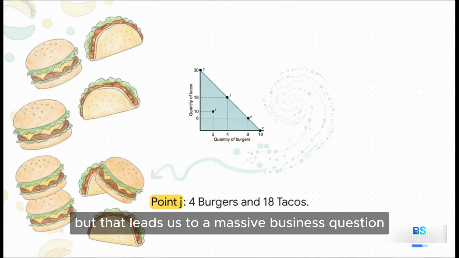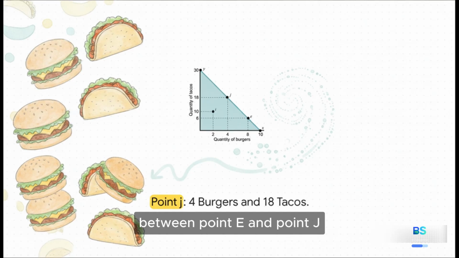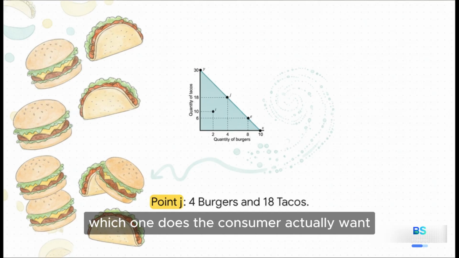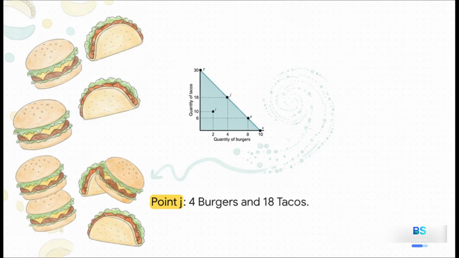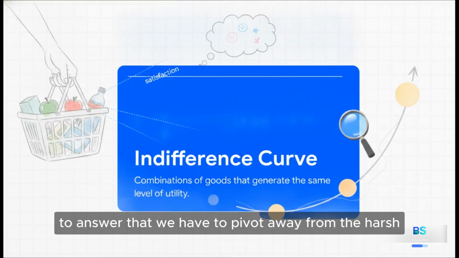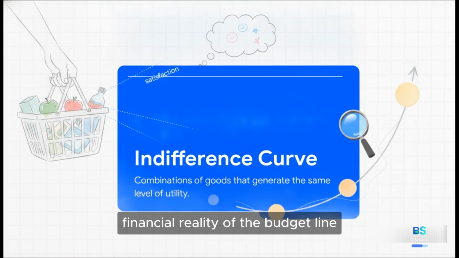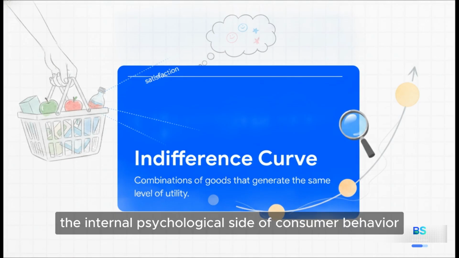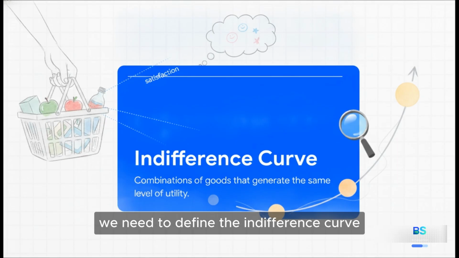But that leads us to a massive business question. Between point E and point J, which one does the consumer actually want? To answer that, we have to pivot away from the harsh financial reality of the budget line and look at our third pillar, the internal, psychological side of consumer behavior. We need to define the indifference curve.